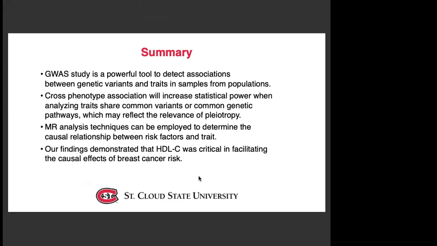Let me summarize. Okay, so what we did is we first performed a genome-wide association study. It is a powerful tool to detect the association between genetic variants and traits in samples from a population. And then we did a cross-phenotype association to identify the SNPs that are associated with more than one trait. And lastly, we used Mendelian randomization analysis to identify the causal pathways, which is the mediated pleiotropy. And our results from the Mendelian randomization analysis demonstrate that HDL-C is responsible for the breast cancer risk. So it is causally associated with the risk of having breast cancer.